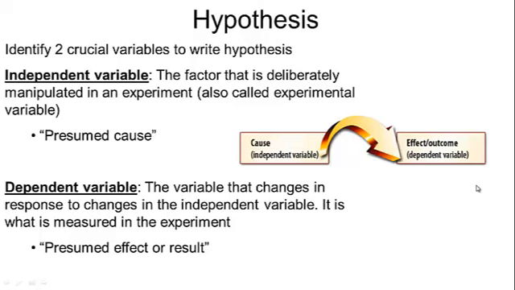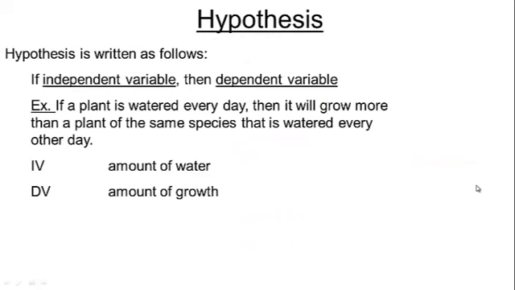All right, let's take a look at an example of a hypothesis and how we use the if-then format to identify these variables. We've talked about: if independent variable, then dependent variable. From the video, we would look at: if a plant is watered every day, then it will grow more than a plant of the same species that is watered every other day. If a hypothesis is written correctly, we should be able to identify that cause and effect. The amount of water in this case is the presumed cause. The amount of growth would be the presumed effect. Getting the hypothesis written correctly is a critical part of doing science properly.